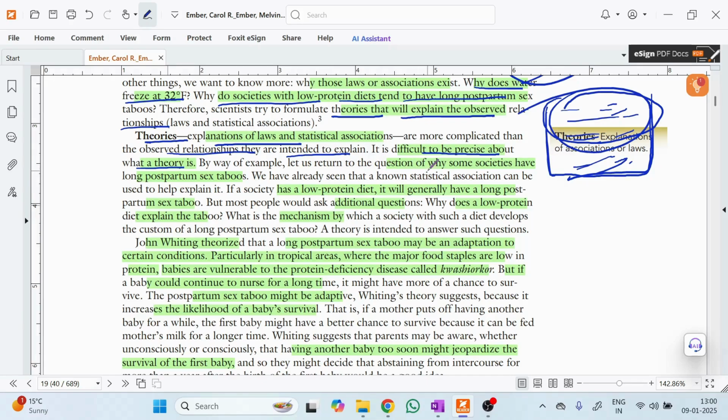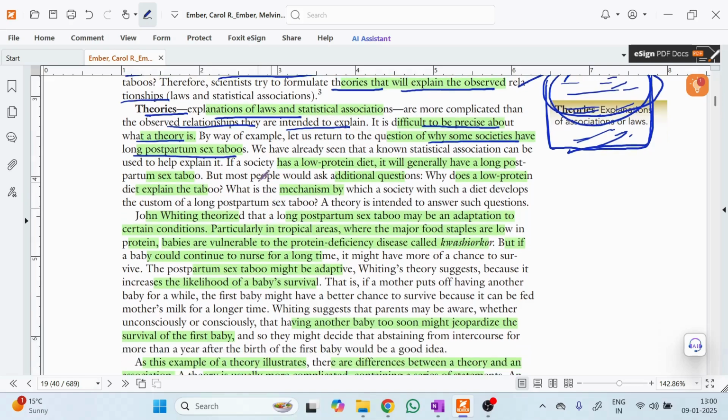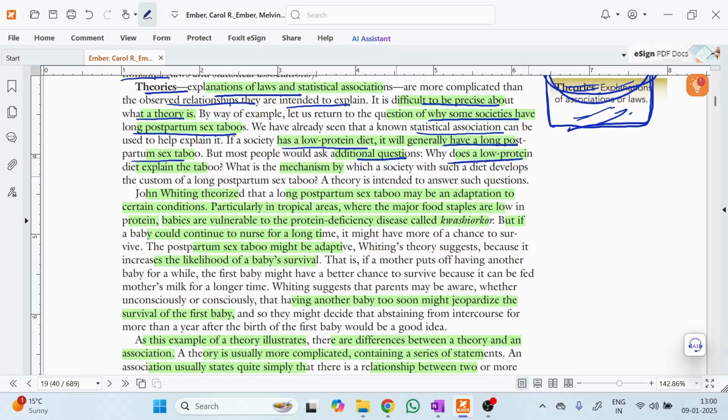So let's return to the question of why some societies have long postpartum sex taboos. By statistical association, we found that societies with a low protein diet generally have a long postpartum sex taboo. But then there will be additional questions: how does a low protein diet explain the taboo? How does it explain it? And what is the mechanism by which a society with a low protein diet develops this particular custom?